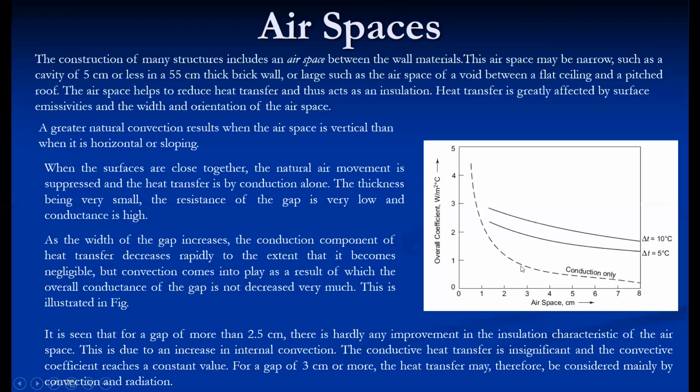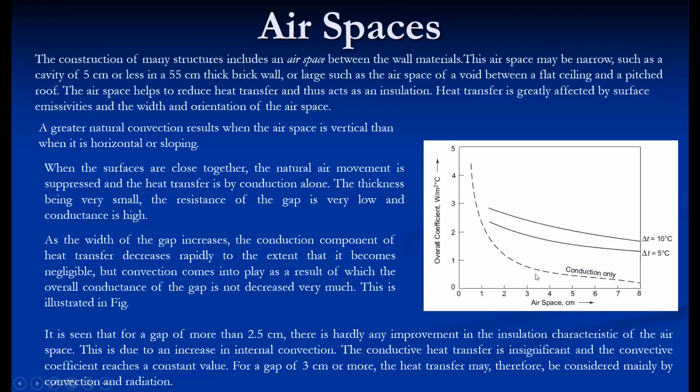And the conductive heat transfer is insignificant in this particular case. And the convective coefficient reaches a constant value for a gap of almost 3 centimeters and more. The heat transfer may therefore be considered mainly due to convection and radiation from this particular point. So if the thickness increases beyond 3 centimeters, the dominant heat transfer is convection and radiation. So that's why the overall heat transfer rate remains almost constant. There is no further decrease of convection, no further insulating characteristic it loses. So it is recommended to have the gap up to this particular level.